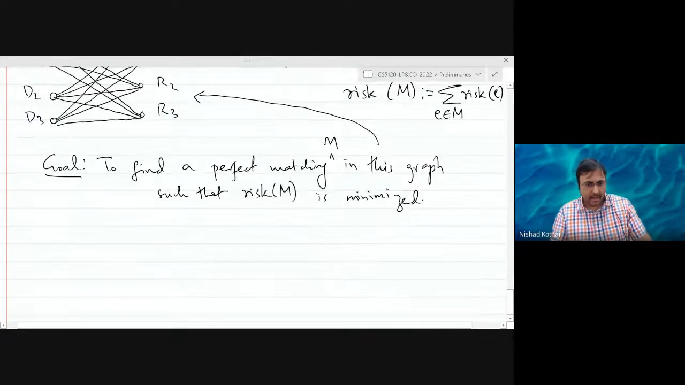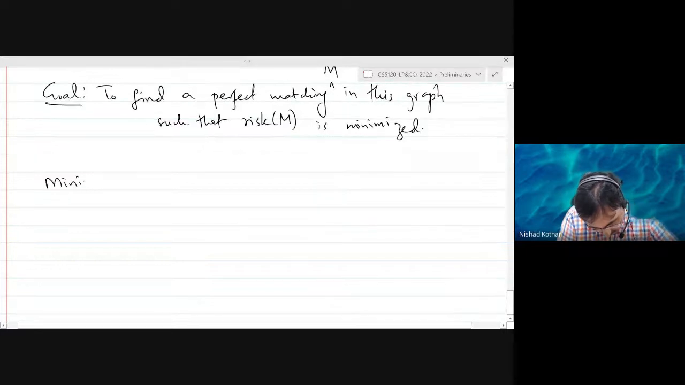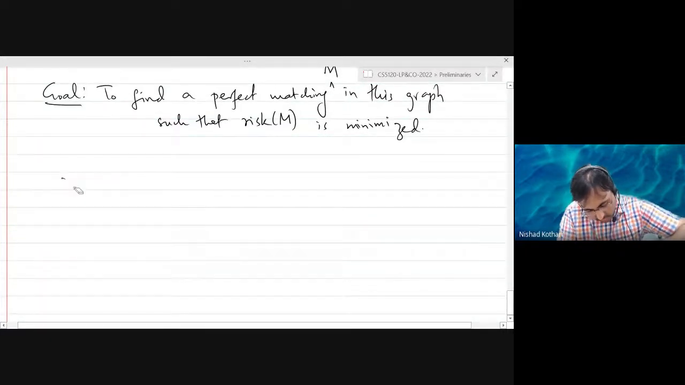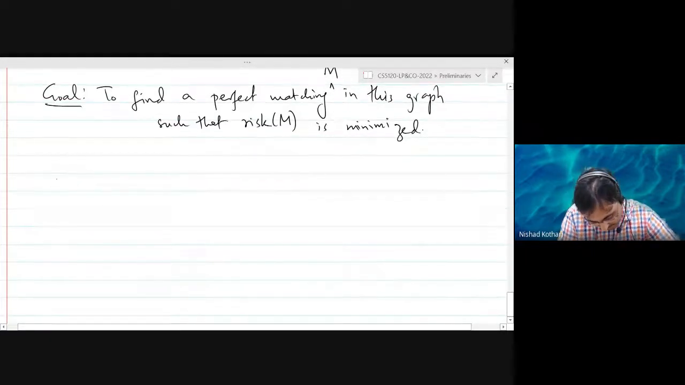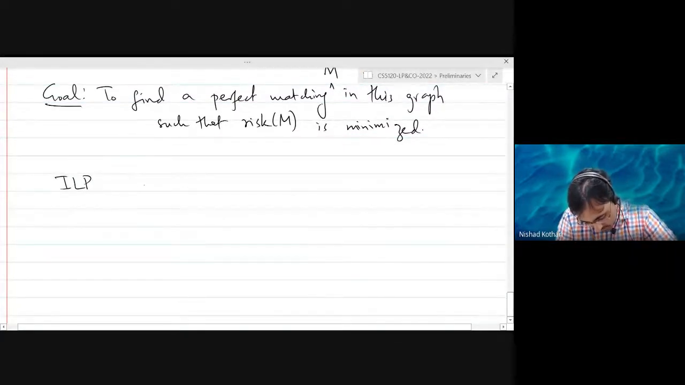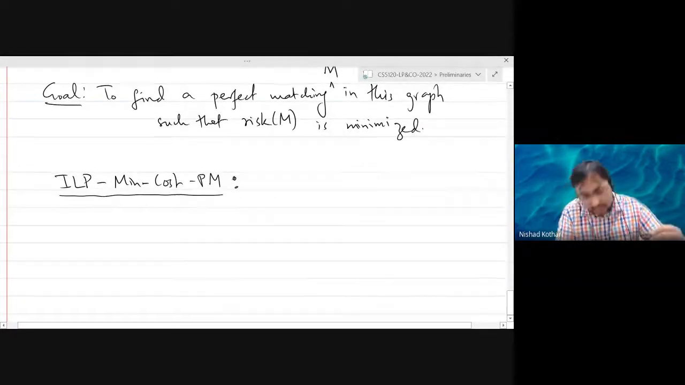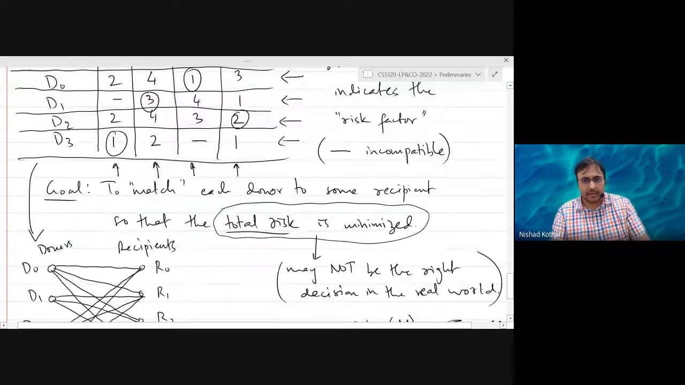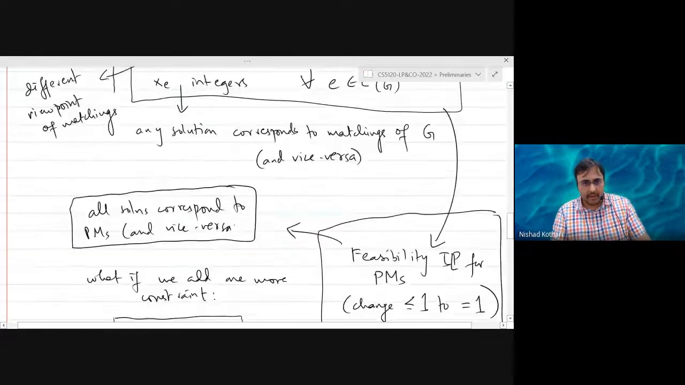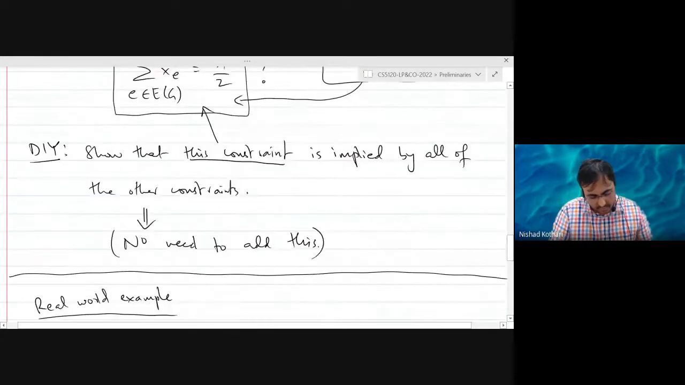Okay, and how would we represent this? I want to write down an integer linear program, which we are yet to define formally, for the min cost perfect matching problem. Okay, so we are going to write down the same constraints that we wrote down earlier. We are going to put an equation instead of the inequality, right? Because we are looking at perfect matchings.